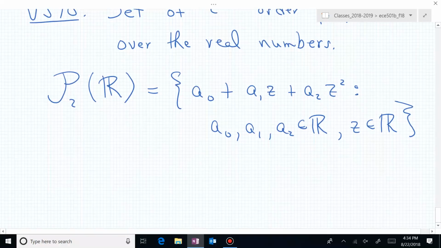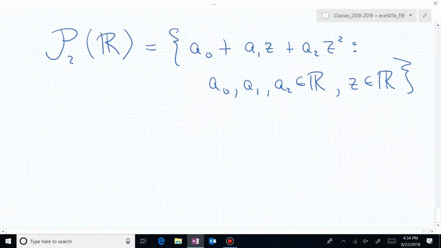Sometimes it helps to think about this the same way as we could think about a 3 vector. If you give me a 3 vector and I associate the first element with a sub 0, the second element with a sub 1, and the third element with a sub 2, you now could hand me a second order polynomial if I just hand you a 3 vector.